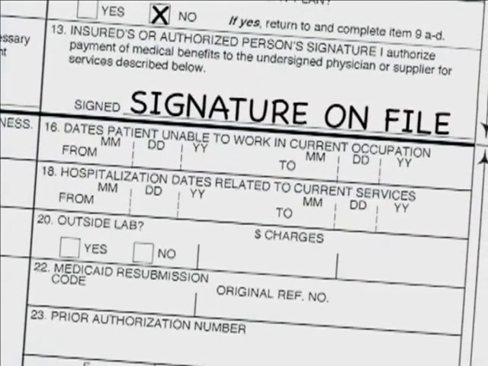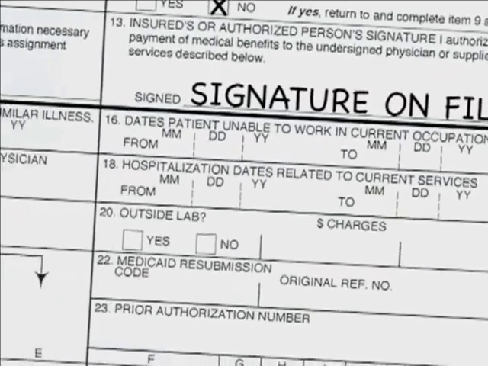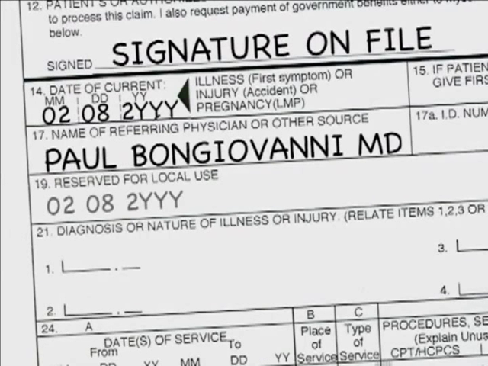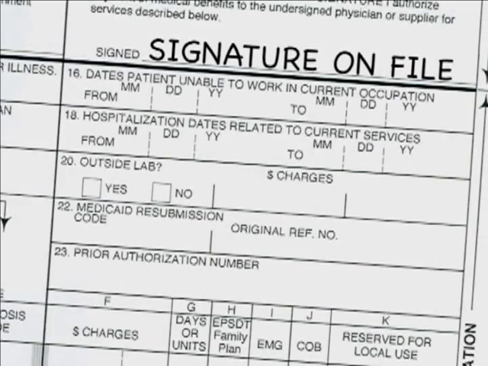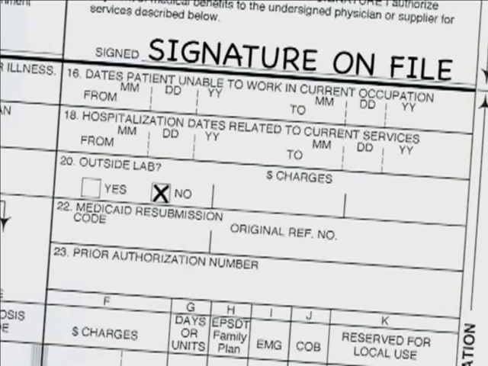Block 18. If applicable, enter dates of hospitalization, month, day, year. Otherwise, leave blank. Block 19. If the specific date of illness is not known, enter the date of the patient's appointment. Block 20. If lab work was sent to an outside lab, enter an X in the Yes box. If an outside lab was not used or the patient didn't have lab work performed, enter an X in the No box. If an X is entered in the Yes box, enter the total charges to be billed.